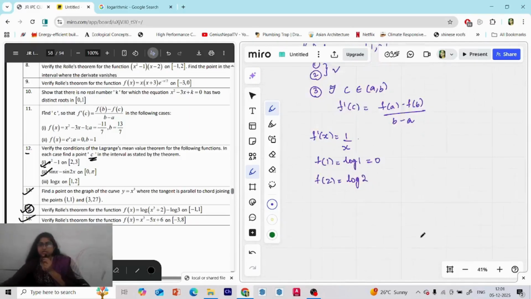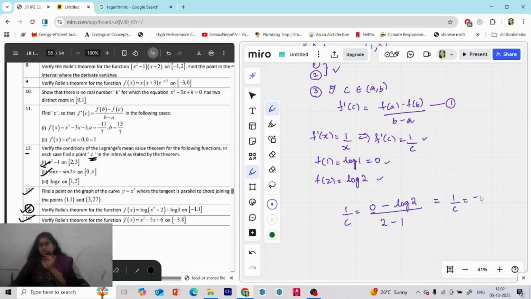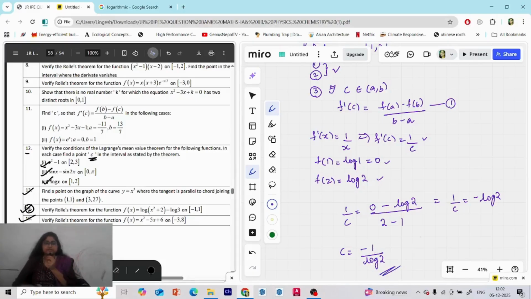Okay, so let's check it out. f dash of x is 1 by x, so f dash of c is 1 by c కదా. So ఈ వాల్యూస్ అన్ని రీప్లేస్ చేసేద్దాం in this equation. So 1 by c is equal to f of b, log 2, minus f of a, 0, by b minus a. b is 2, a is 1. So 1 by c is equal to log 2, because 2 minus 1 is 1. So c is equal to 1 by log 2. Am I right? And that's our answer. Okay, so దీంతో ఈ క్వశ్చన్ అయిపోయింది.